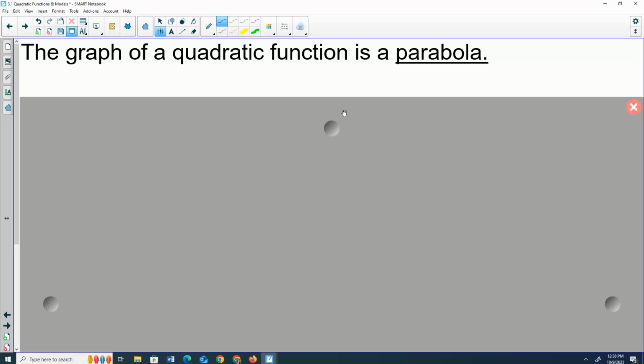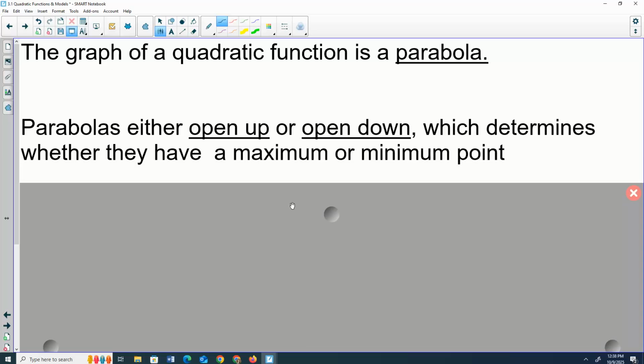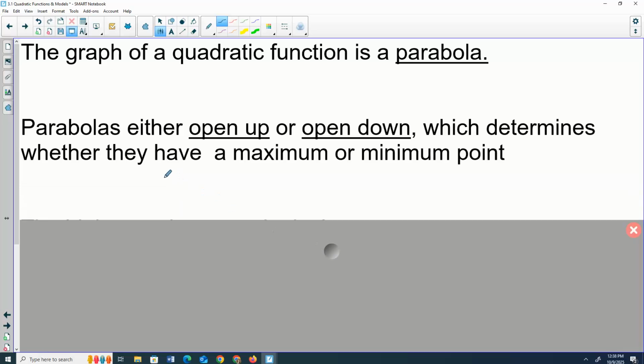All right, parabolas have two options. Either you have your normal upward facing parabola. Is it possible for it to be upside down? Yes. So parabolas will either open up or down. And that's what will decide if they have a maximum or a minimum point. If our parabola opens up, does it have a maximum or a minimum? Minimum. If it opens down, it has a maximum.